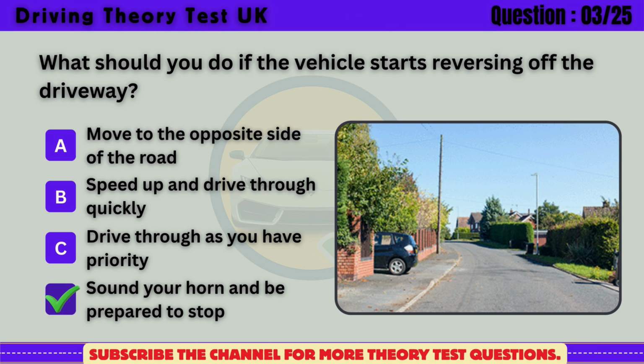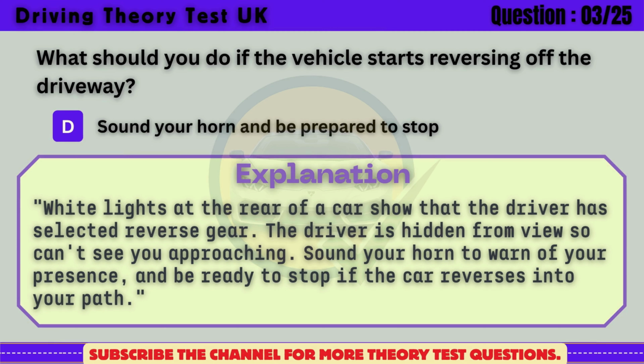Answer was D. Sound your horn and be prepared to stop. White lights at the rear of a car show that the driver has selected reverse gear. The driver is hidden from view so can't see you approaching. Sound your horn to warn of your presence, and be ready to stop if the car reverses into your path.